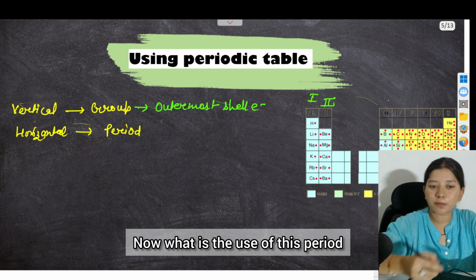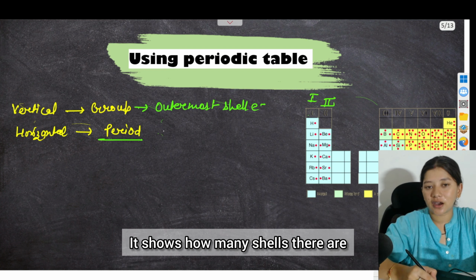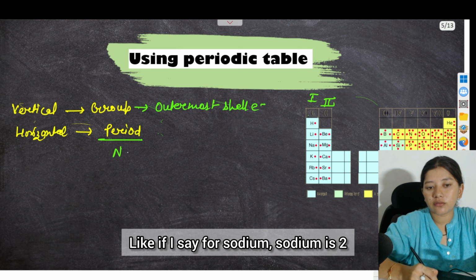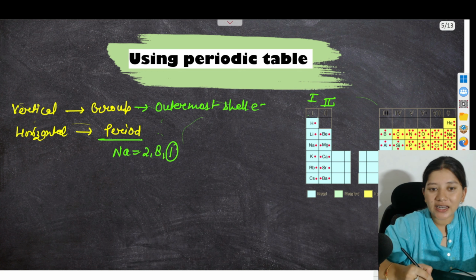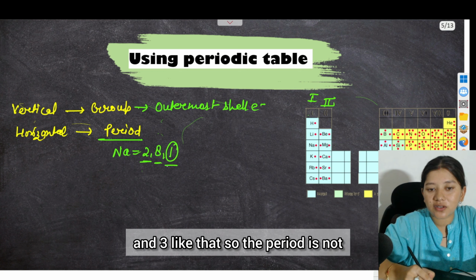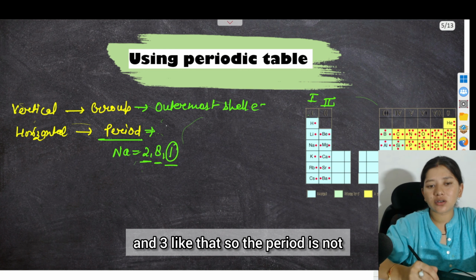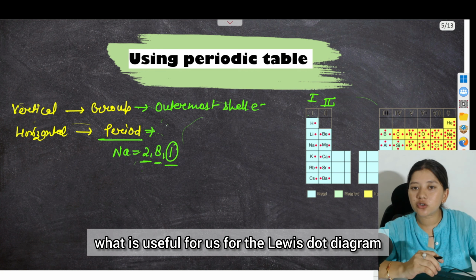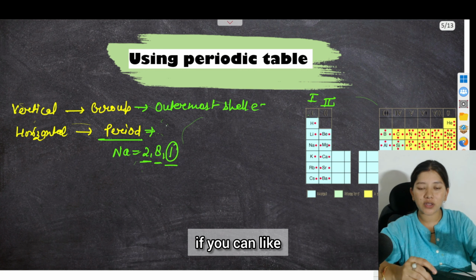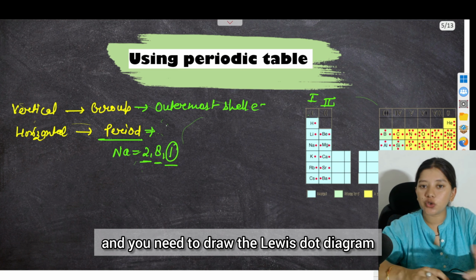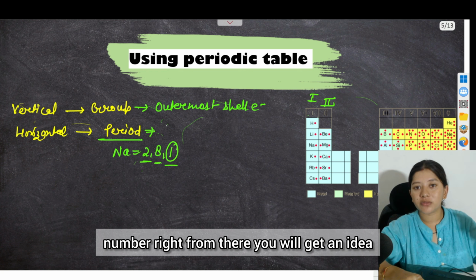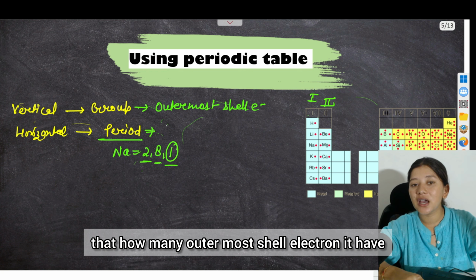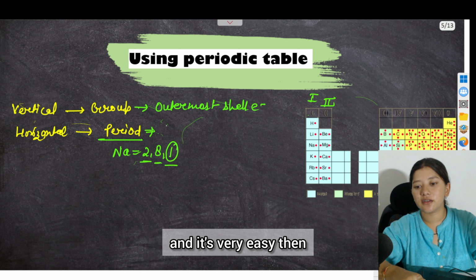Now what is the use of the period? It shows how many shells there are. Like for sodium, it is 2, 8 and 1. Its group number is 1 because its outermost electron is 1, and its period number is 3. So the period is not useful for us for the Lewis dot diagram, only the group number. If you have a question and you need to draw the Lewis dot diagram, you will see the group number, right? From there you will get an idea of how many outermost shell electrons it has, and it's very easy then.